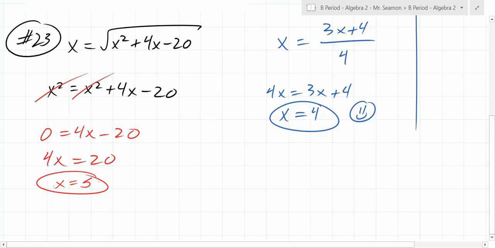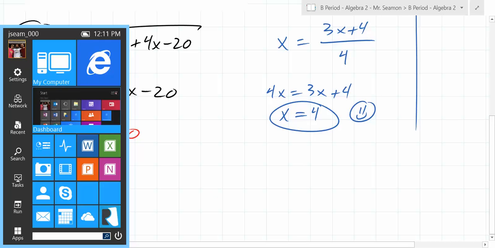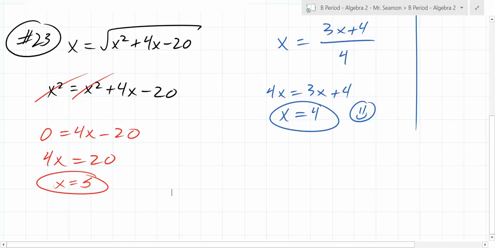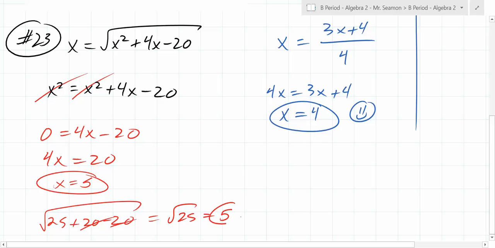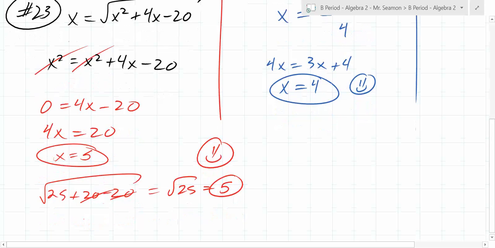And what's the best thing you should do at this point? You have to check it. Negative 4x equals negative 20 is the same thing as 4x equals 20. Does it check? Let's try it. The square root of 25 plus 20 minus 20. Well, those go away. That's the square root of 25, which is 5. So it does check. It's really important that you check. When you start squaring as an operation, it's really easy to generate false answers.